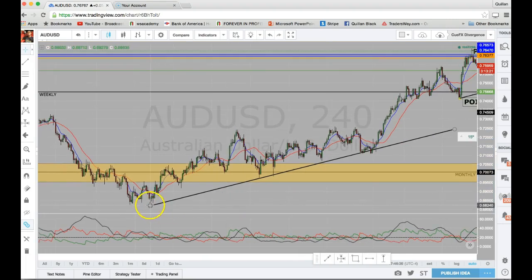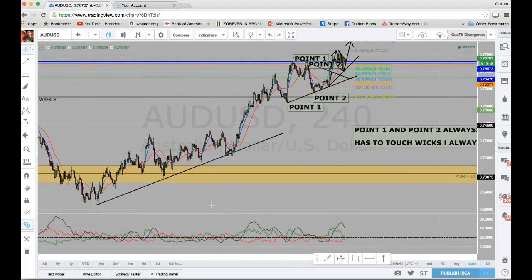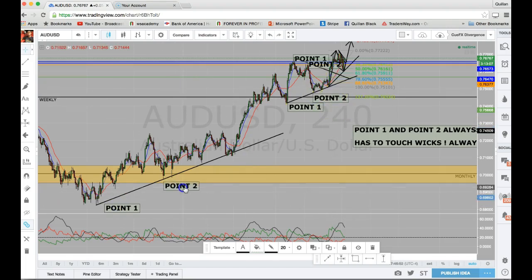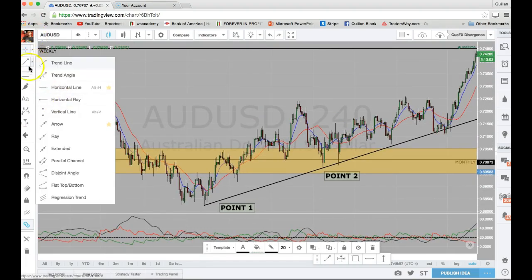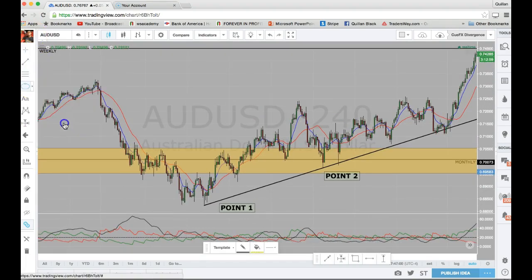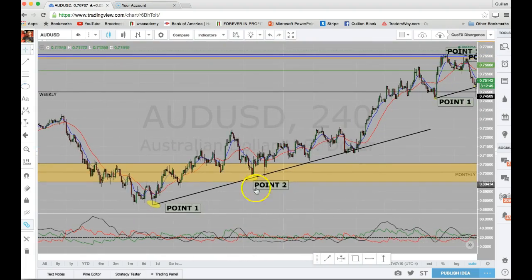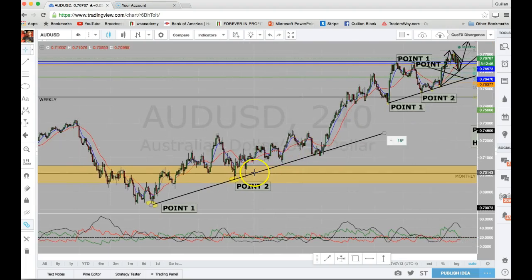So this right here is point 1. Point 1 is right here. Point 2 is right here. Let me mark it off some more for y'all. Here. Point 1 and point 2 are the main important points when you're drawing your trend lines. Point 1, point 2, into the future. And as you can see, it's being respected, respected, respected into the future.